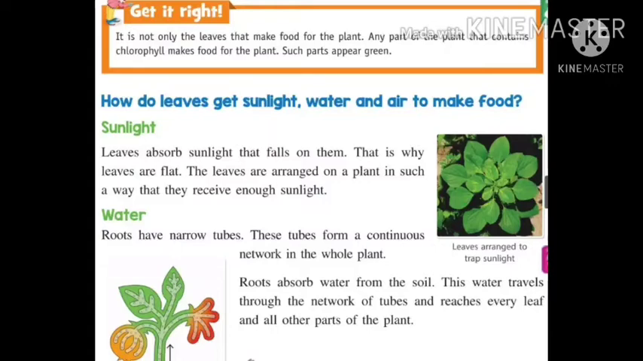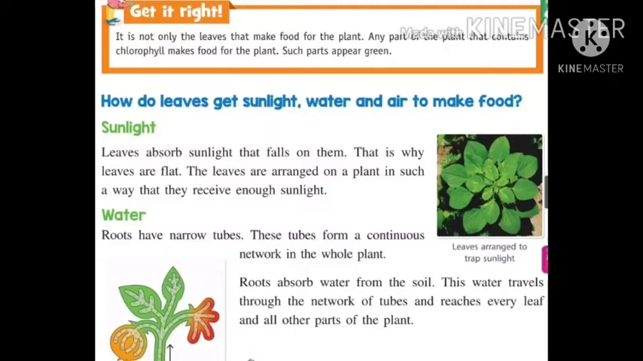Now water. How do the plants get water? Roots have narrow tubes. These tubes form a continuous network in the whole plant. Roots absorb water from the soil. This water travels through the network of tubes and reaches every leaf and all other parts of the plant.